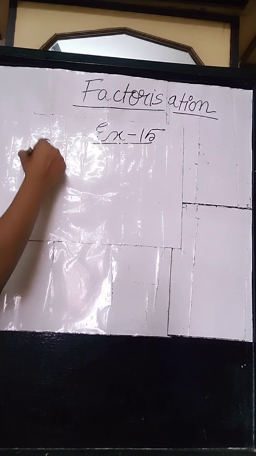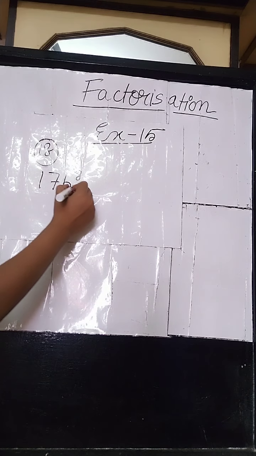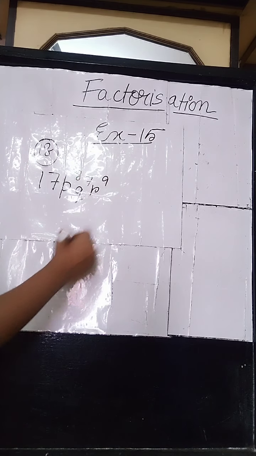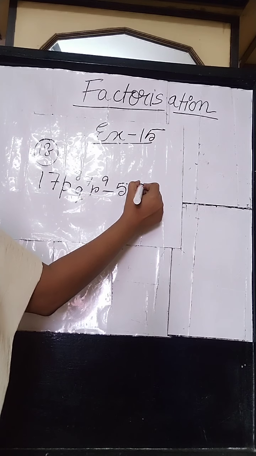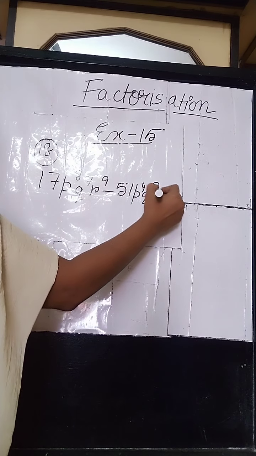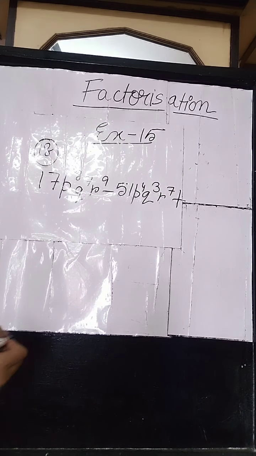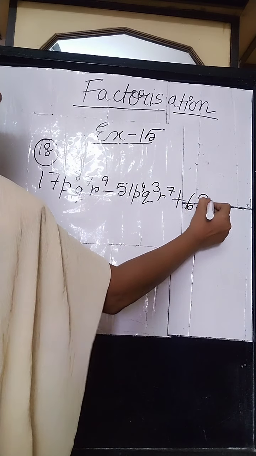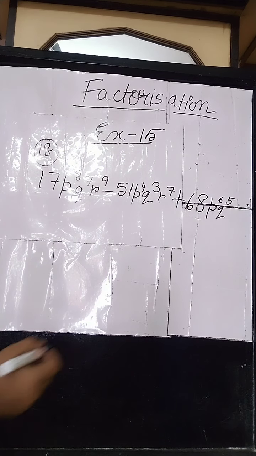Let's see sum number 18. In sum number 18, it is given that 17 p to the power 8 q to the power 7 r to the power 9 minus 51 p to the power 4 q to the power 3 r to the power 7 plus 68 p to the power 6 q to the power 5 r square.